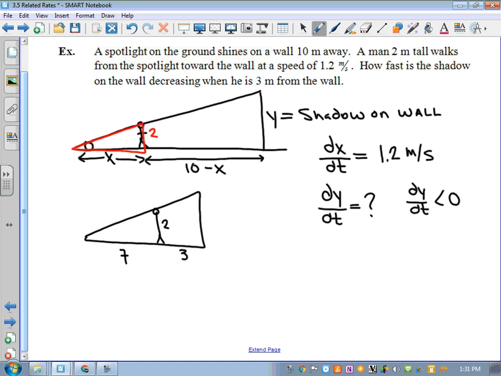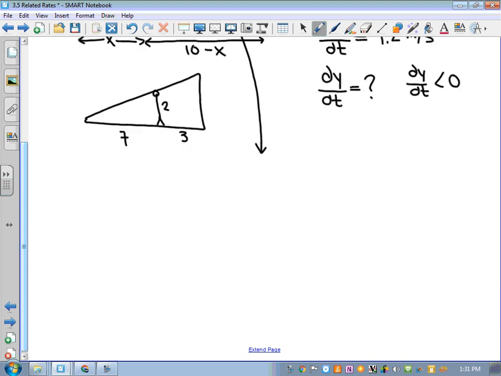I'm going to take the dimensions of the large triangle, which has a height of y and a base of 10. The spotlight is 10 meters from the wall. And that's going to be equal to what we want to call the inner triangle, which is the height of the person over the distance they are from the spotlight.